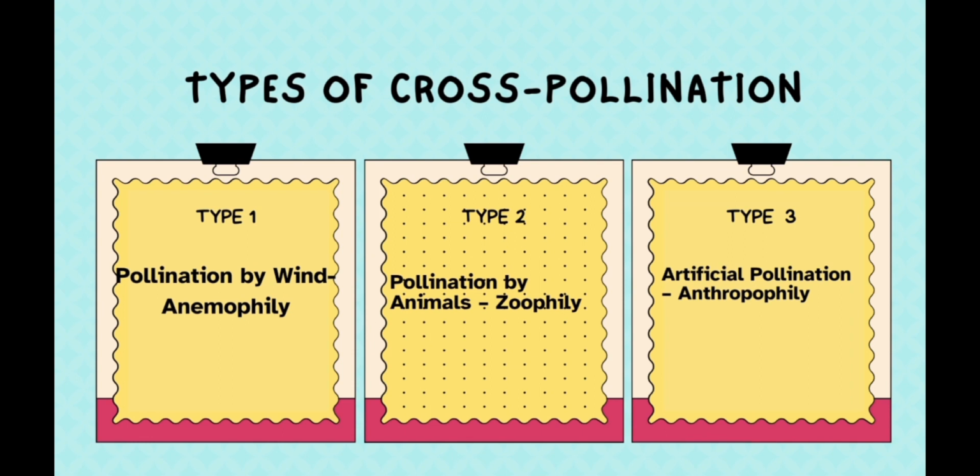Types of cross-pollination. There are 3 types of cross-pollination. Type 1, pollination by wind, that is called anemophily. Type 2, pollination by animals, that is called zoophily. And type 3, artificial pollination, that is called anthropophily.